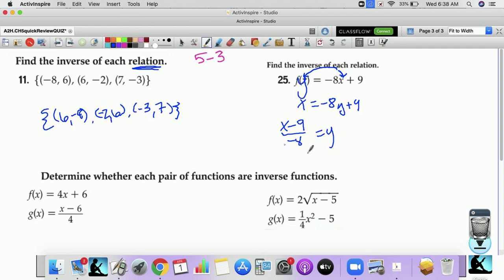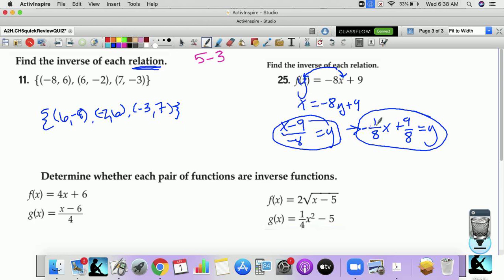So you could keep it like this. If you were asked to graph it, you would obviously want to have negative 1/8 x, and then negative over negative is a positive, 9/8 equals y. I'm okay with either answer. If you're going to graph it, obviously this one makes more sense though.